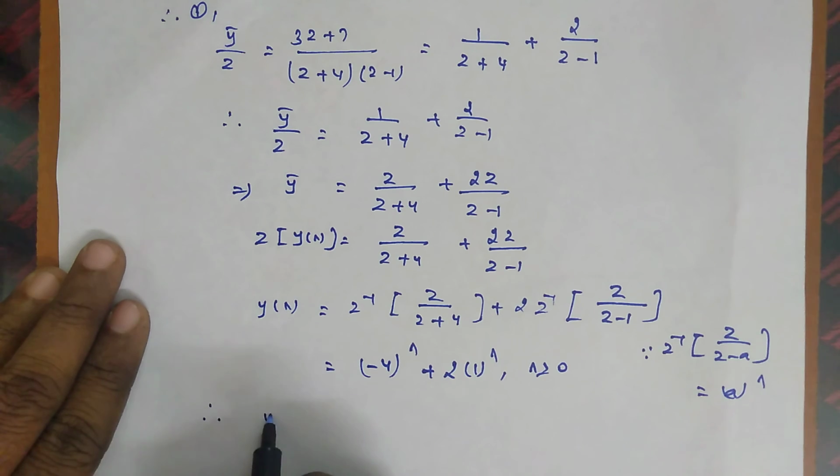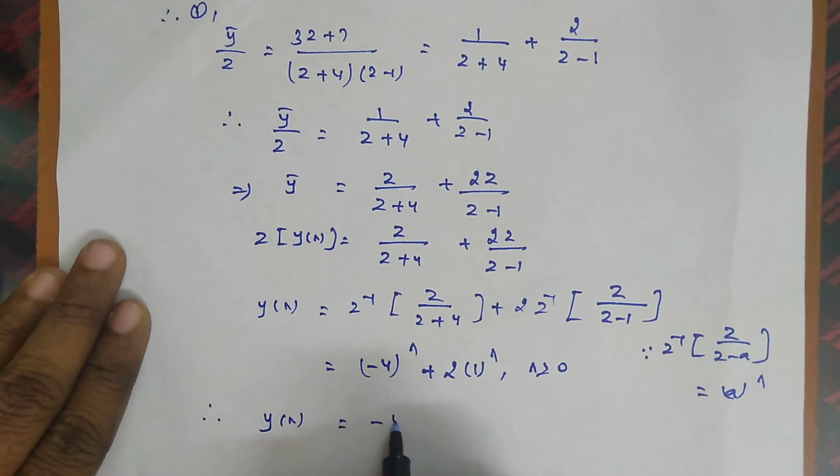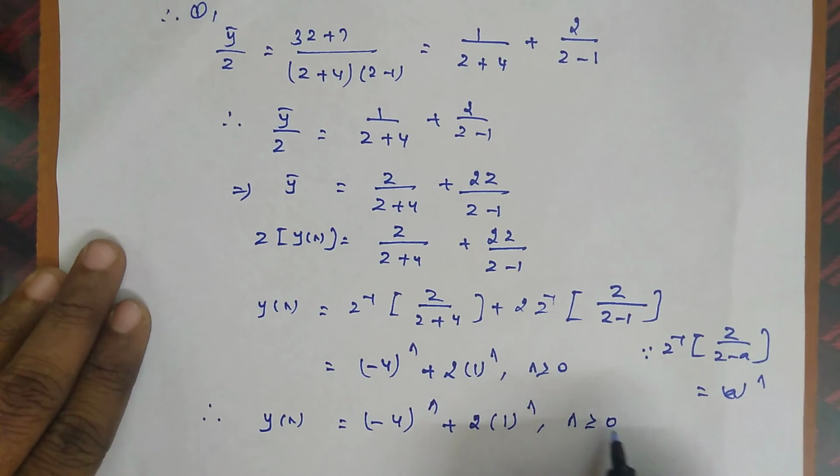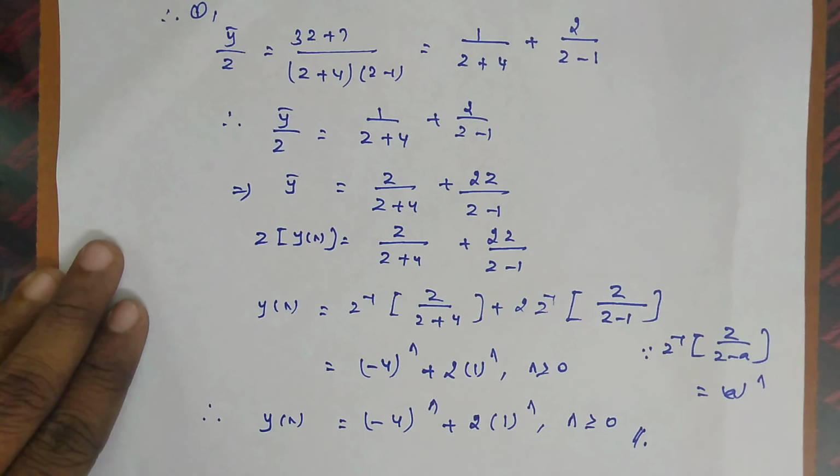Therefore, the answer of the given question is minus 4 power n plus 2 into 1 power n, where n greater than or equal to 0. This is the answer for the given question.